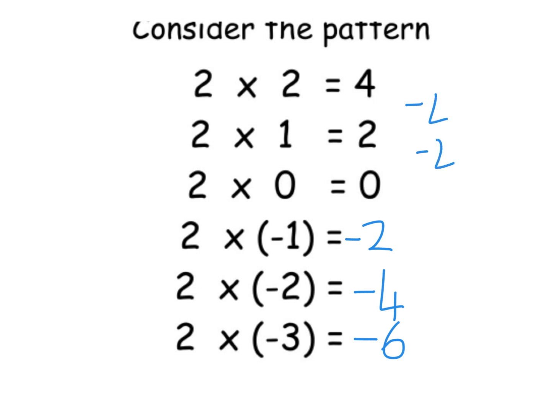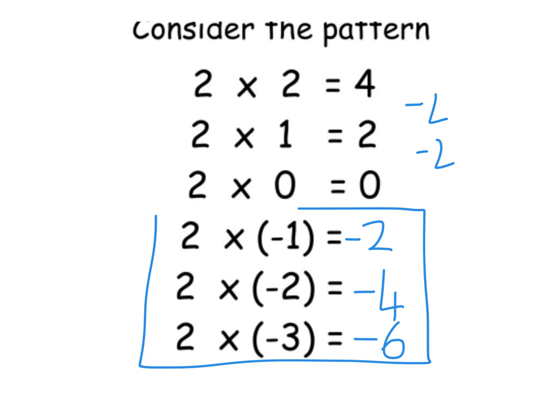So then I'll say, well, what does that tell us about multiplying a positive number and a negative number? Look how all of these answers became negative. So a positive and a negative will give you a negative answer. Now this would be the same even if we reversed that first and second column.